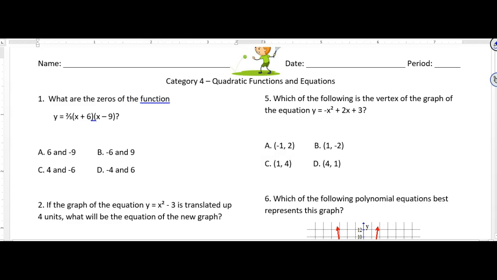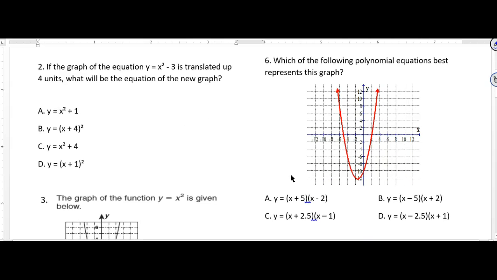Number 6. Which of the following polynomial equations best represents this graph? They give us a graph, they give us equations to choose from. This is a calculator question. I'm going to graph each one of these one at a time, see which one matches. Something to point out that I notice here: they're counting by 2s, not by 1s, so be careful there. Gotta make sure you look at the scale. I'm looking for a parabola with the roots of negative 5 and 2.